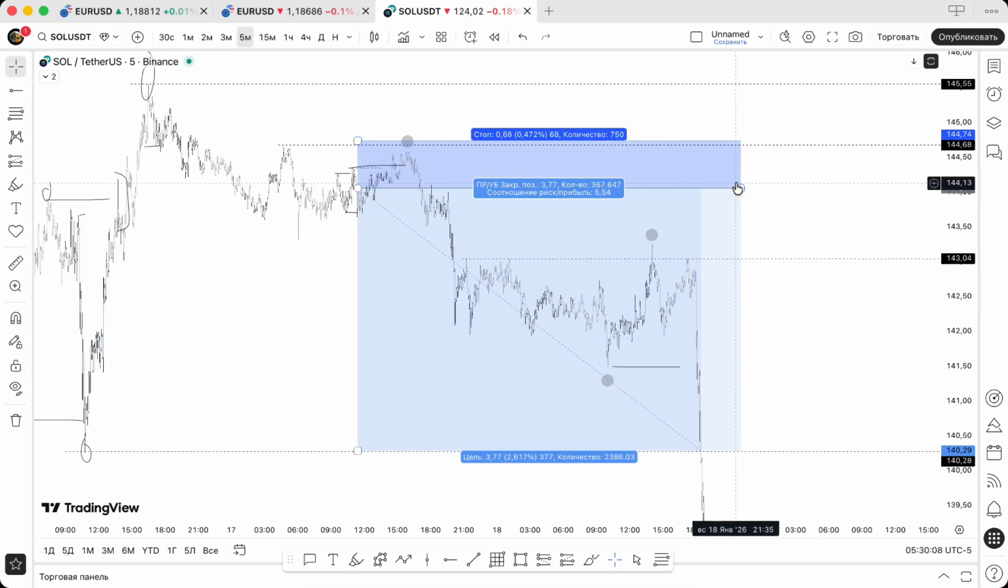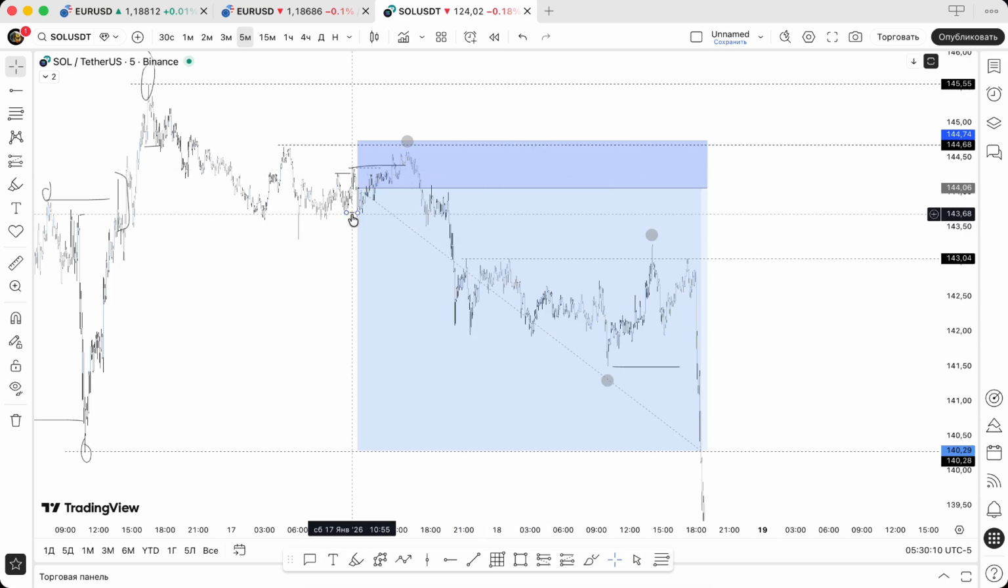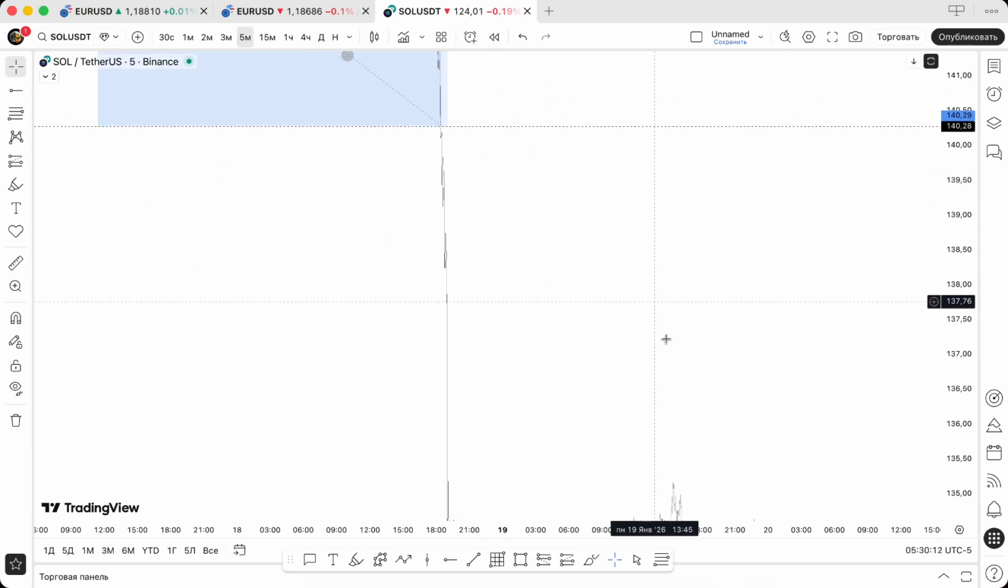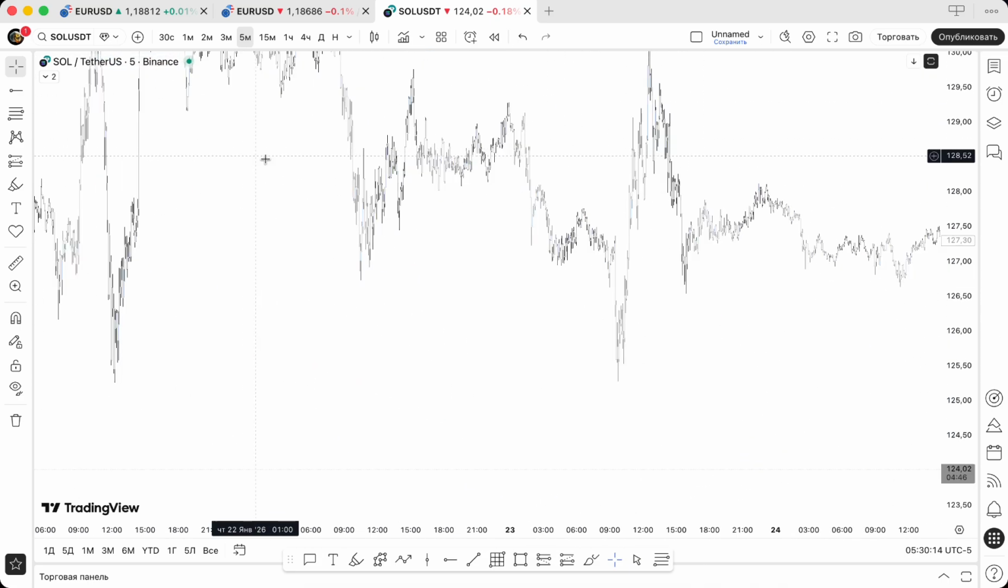So the second situation is very good. It was also recent, on January 25th. We also had a very good range, a minimum, a maximum. Here it went up very much.